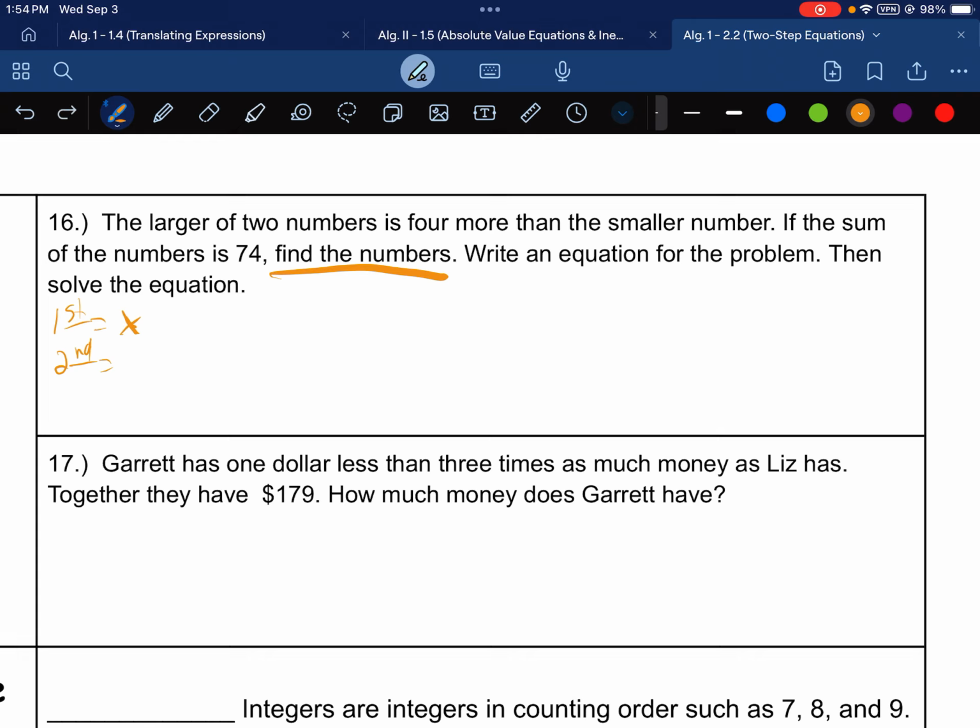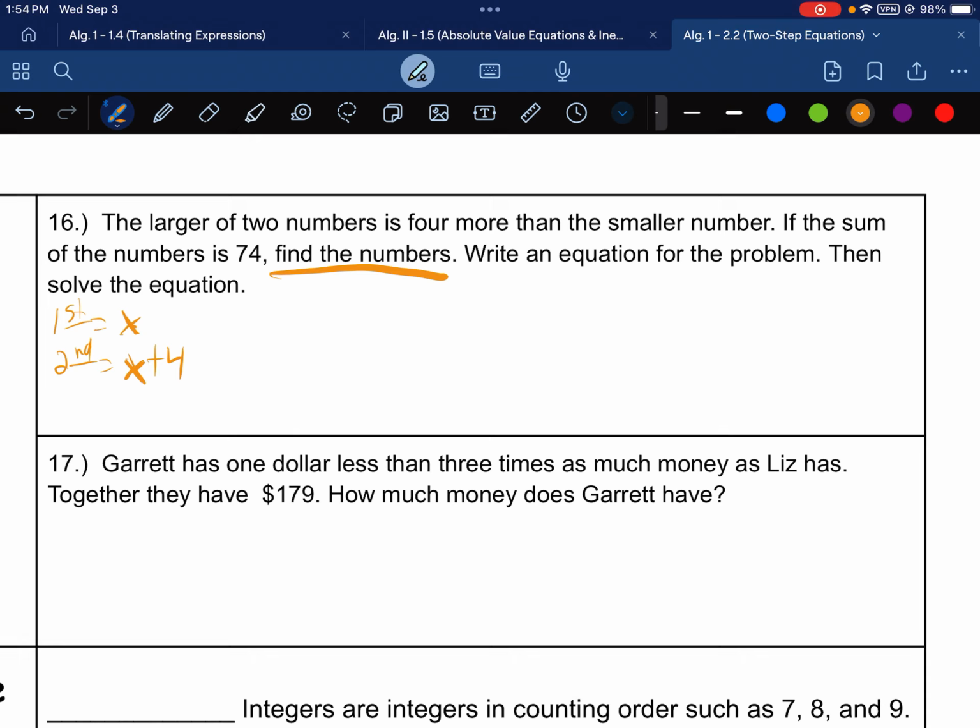Whatever we're comparing to, here we're comparing one number to the smaller number, the larger to the smaller. Whatever we're comparing it to, we're going to call our variable. So then the larger number, which I'm going to call the second number here, is 4 more than the smaller. So I'm going to take the x and add 4 to it, and now I have my larger number. So for example, if my smaller number was 10, my bigger number is 4 more than that, 14.